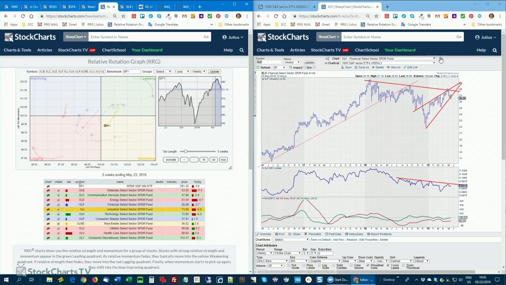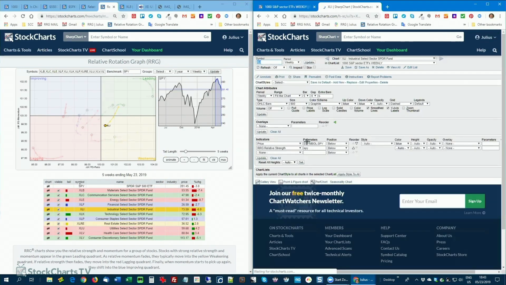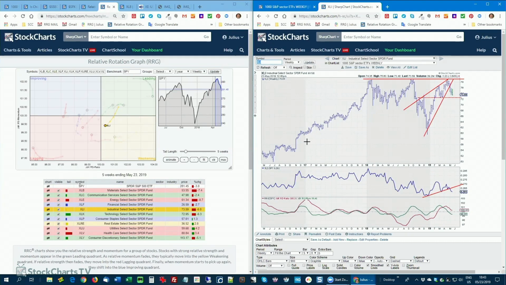Industrials, inside weakening, but very close to crossing over into the lagging quadrant, and I can see that happening with this big wedge being executed on the price chart. A triple top, or three tries to break above that level, didn't work. 72 provides some sort of a support, but more importantly, this support in relative strength seems to be breaking.